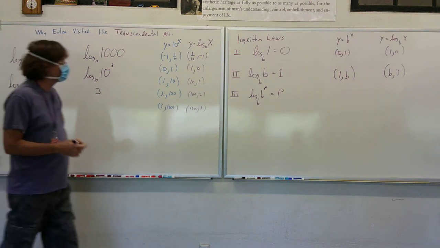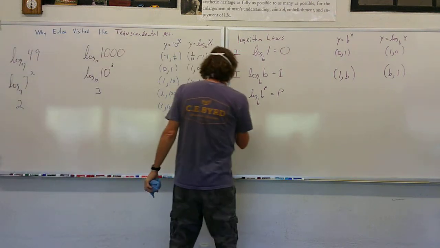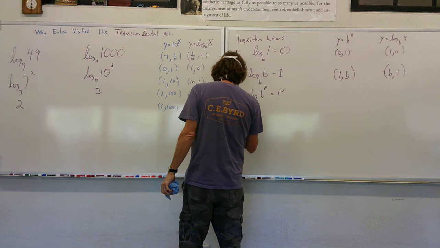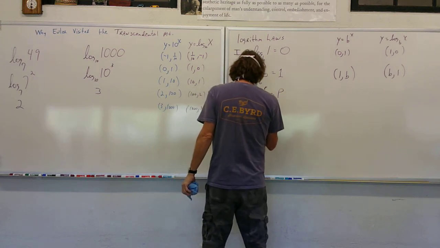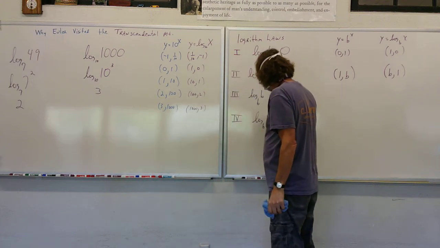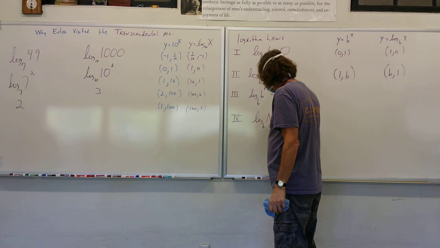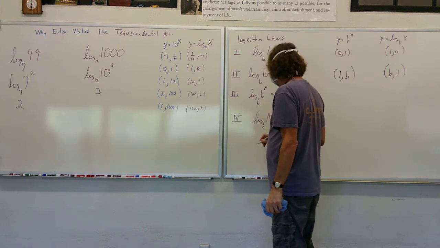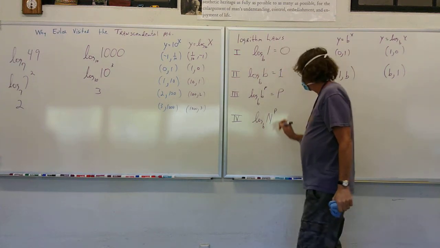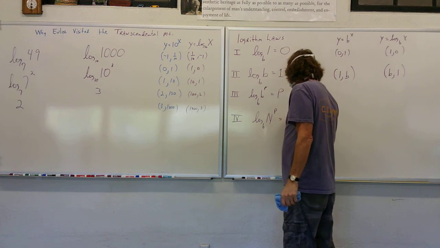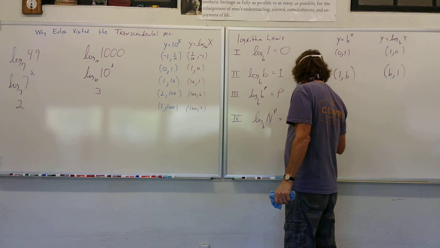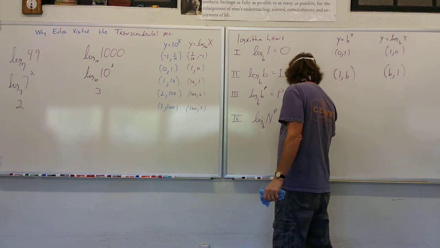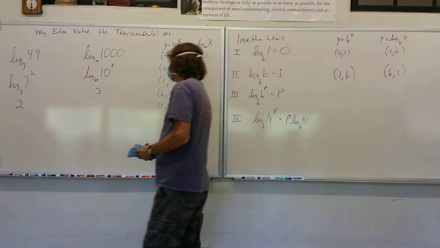All right, rule number 4 is very handy for rewriting problems. And it says if you have log base b of some number that's not the same as the base raised to a power, you can just bring the power to the front and multiply it by log base b of that number. And that's rule number 4.